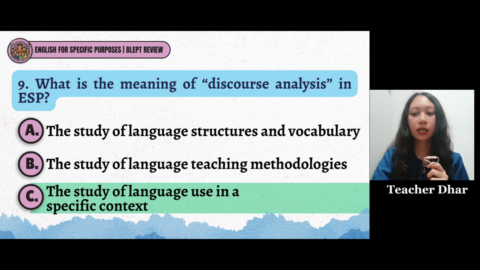a specific context, such as in a workplace or profession, an academic or educational setting, and also in a social or cultural context. Discourse analysis in ESP examines how language is used to construct meaning and identity, establish relationships and power dynamics, and also achieve specific goals and purposes. Meanwhile, the other two options are incorrect because letter A, the study of language structures and vocabulary, is more related to linguistic analysis, and letter B, the study of language teaching methodologies, is more related to language pedagogy.